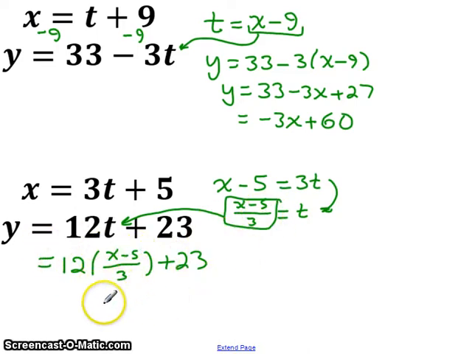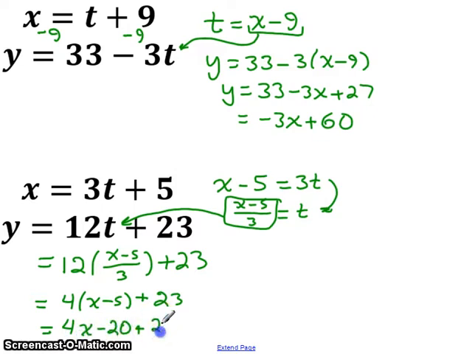Now, how can we simplify this? Well, we have 12 times something divided by 3, which is the same as 12 divided by 3 times something. So let's go ahead and take the 12 divided by 3 and get rid of the fraction. We add the 23. And then finally we can distribute through here, 4x minus 20 plus 23. And for our final answer we get y equals 4x plus 3.